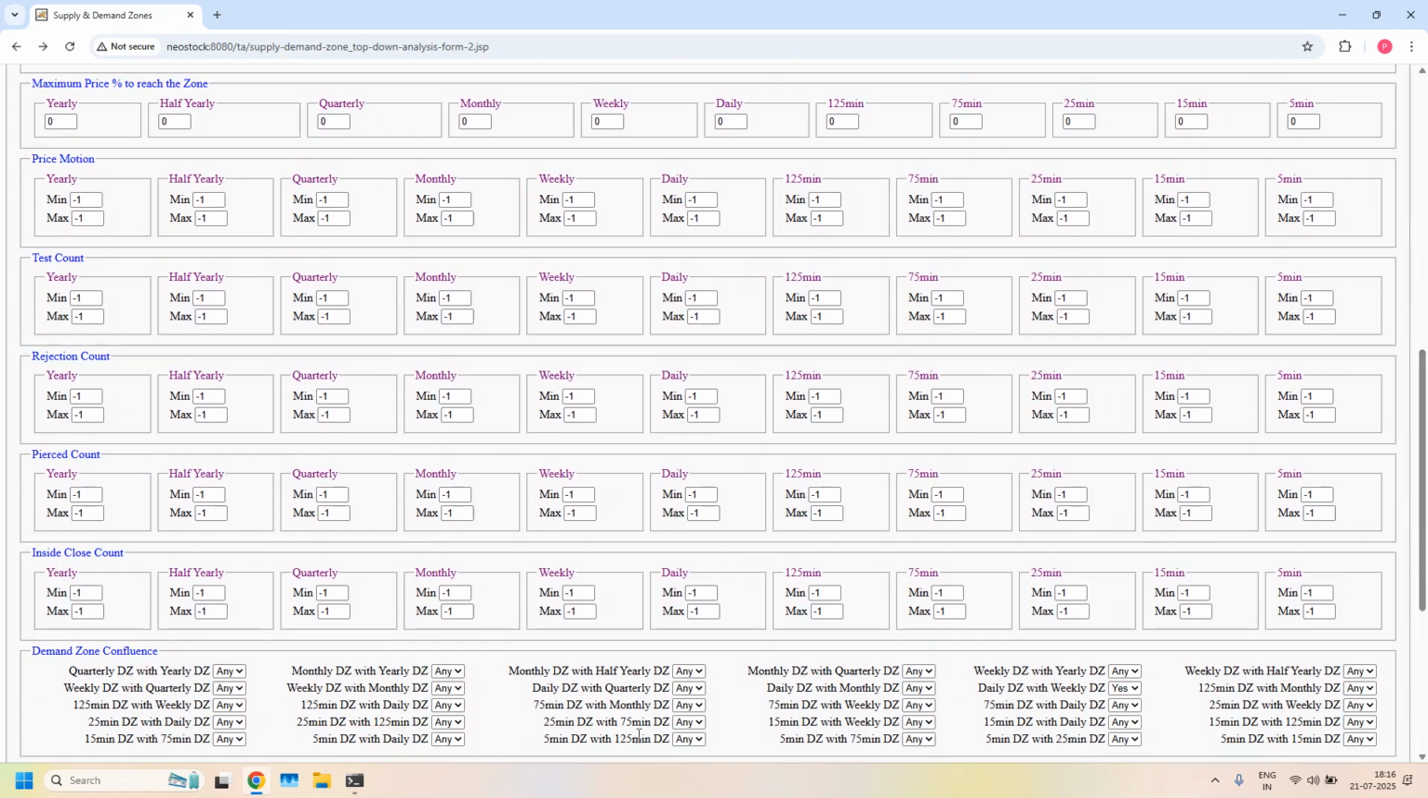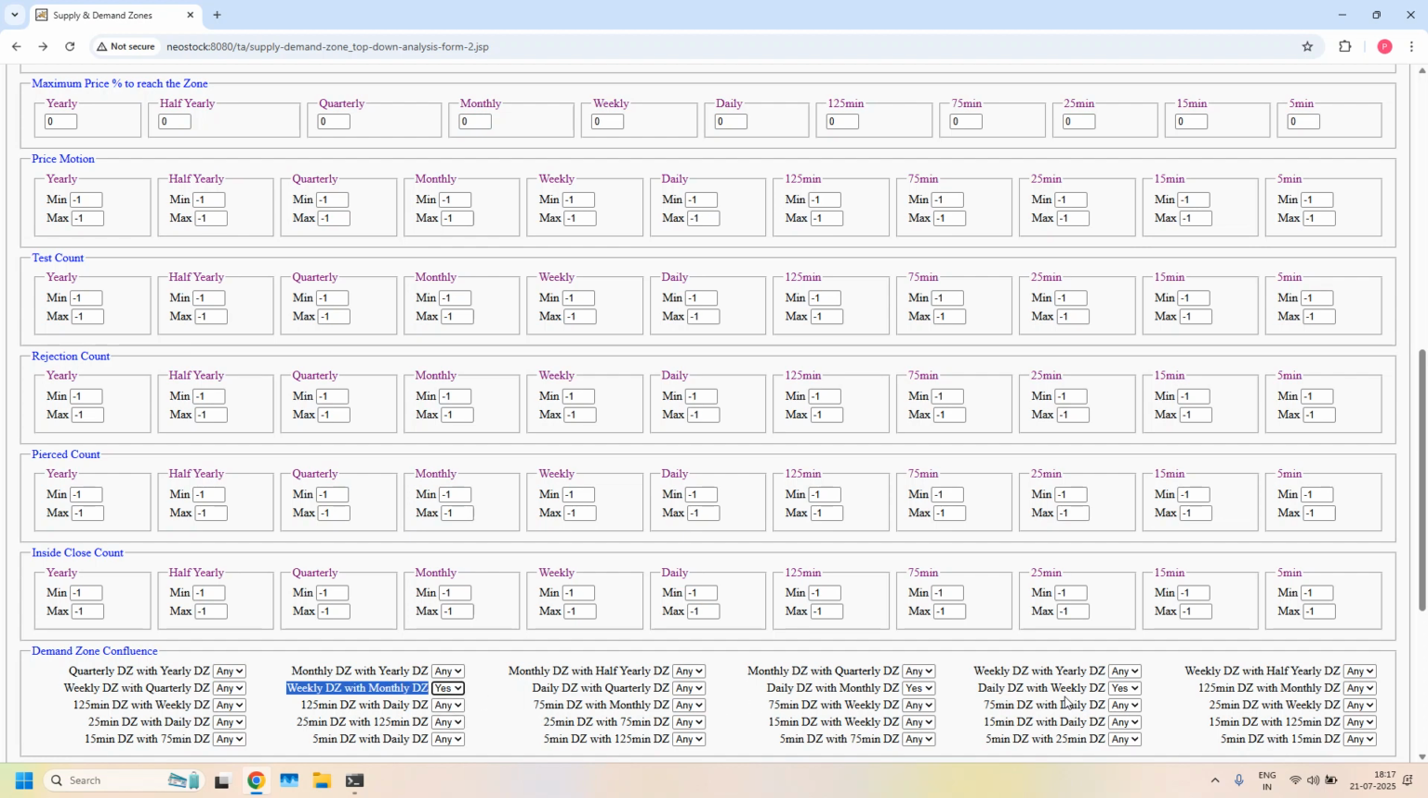So for LTF, ITF, HTF demand zone confluence, we should set 3 filters. The first filter we already enabled in the previous report. That is daily demand zone and weekly demand zone confluence, already enabled. The next filter is daily demand zone and monthly demand zone confluence. Not only daily confluence with weekly and monthly, even weekly also should overlap with monthly demand zone. That's why I'm adding one more filter, weekly demand zone with monthly demand zone confluence.